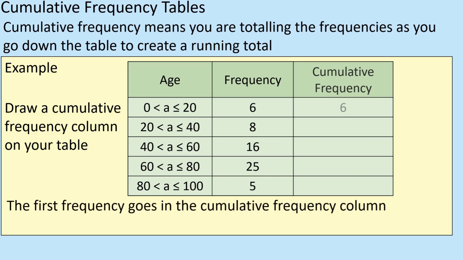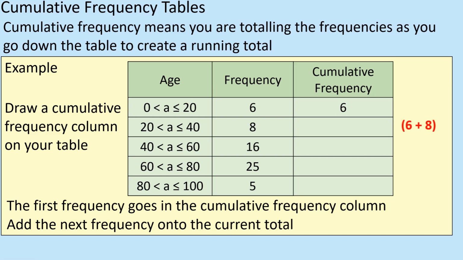So we're going to look at the first one. Between 0 and 20, there are 6 people, and that's the easiest one. Then if I keep adding as I go, between 0 and 40, it's going to be both these two added together, which is 6 plus 8, which gives me 14. So now between 0 and 40, we've got 14, so it's accumulating as we go.